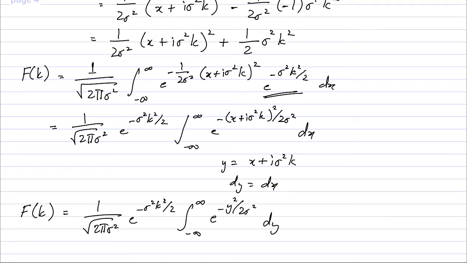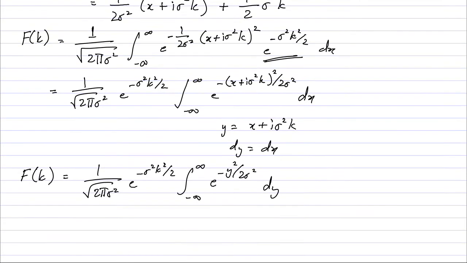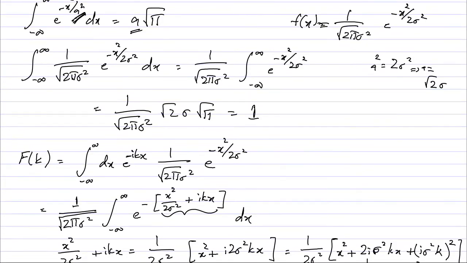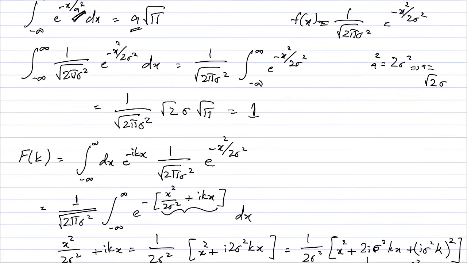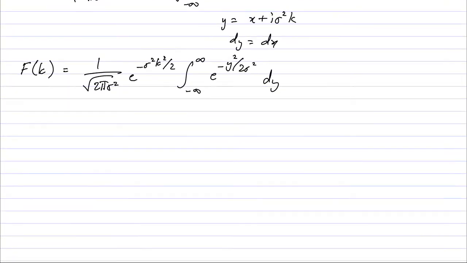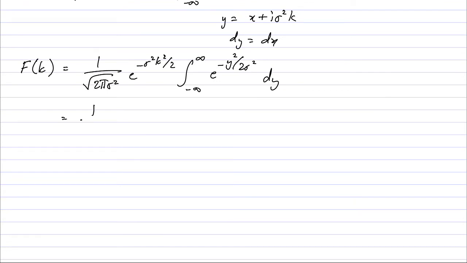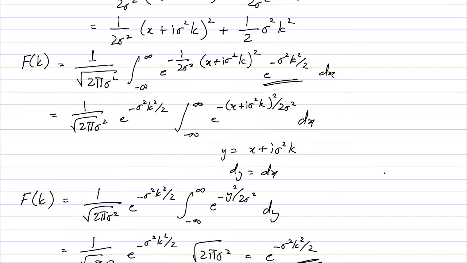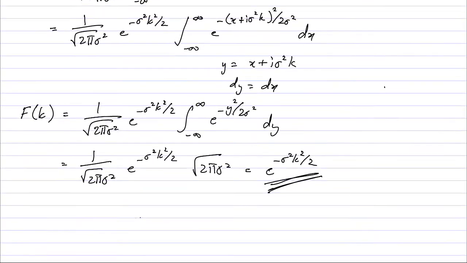Okay, and this is one integral that we can do. This is something that we just did. So you have over here square root of 2 pi sigma square is what you get. So this is 1 over square root of 2 pi sigma square e raised to power minus sigma square k square over 2 times square root of 2 pi sigma square, so you get e raised to power minus sigma square k square over 2. So hopefully that gives you some idea of how to calculate a Fourier integral.